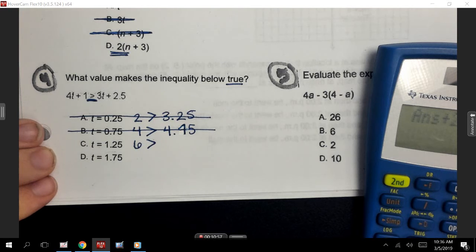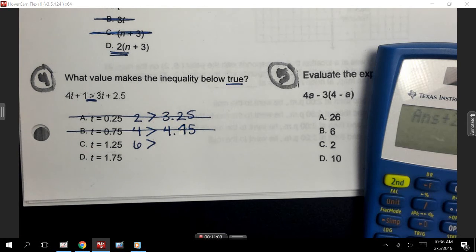Let me see your calculator. Bring it up here real quick. I got 10. All right. Let it be there. Okay. So let's see. Cool.